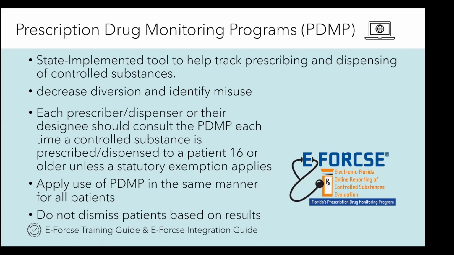So this slide goes over the prescription drug monitoring programs, and these are state implemented tools to help track prescribing and dispensing of controlled substances. They're meant to decrease diversion and identify misuse. This should be documented in the record whenever a query is run. Each prescriber, dispenser, or their designee should consult the PDMP each time a controlled substance is prescribed or dispensed to a patient 16 years or older. And it's important to remember to apply the use of the PDMP in the same manner for all patients to avoid any bias. And ideally, this should be checked every time.